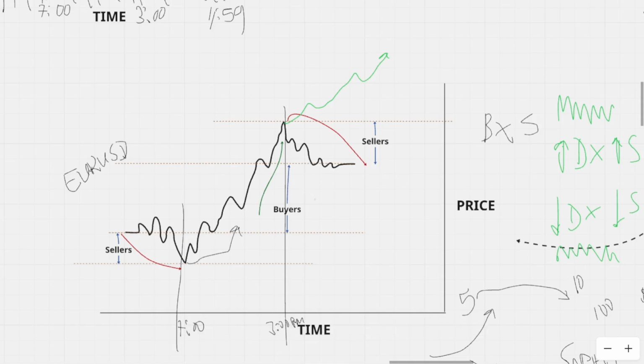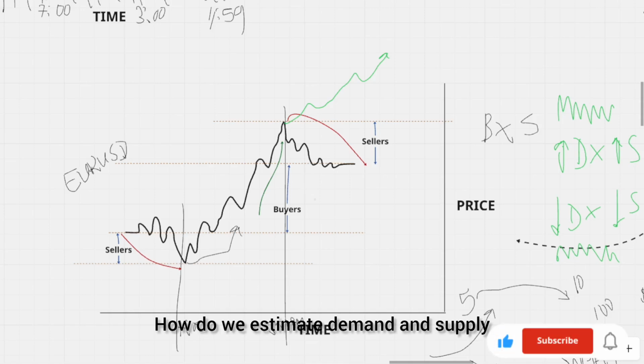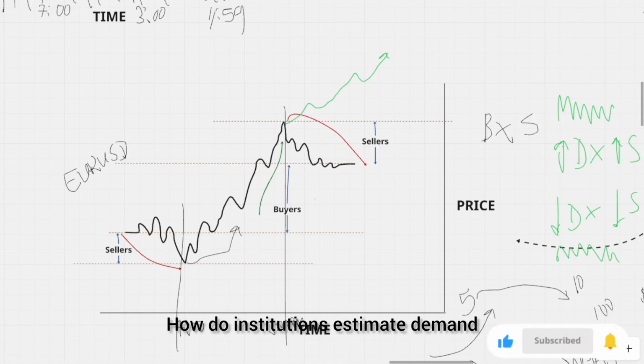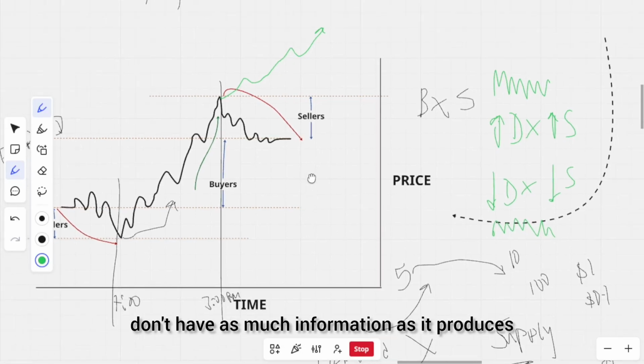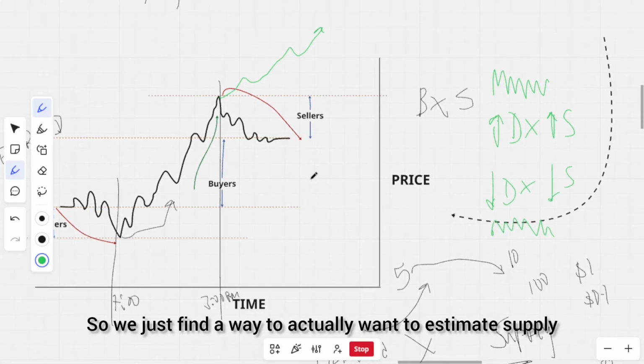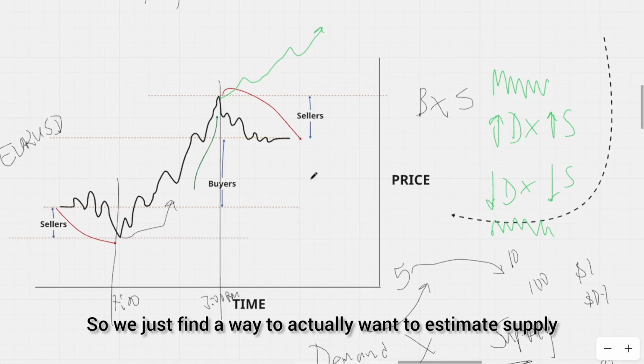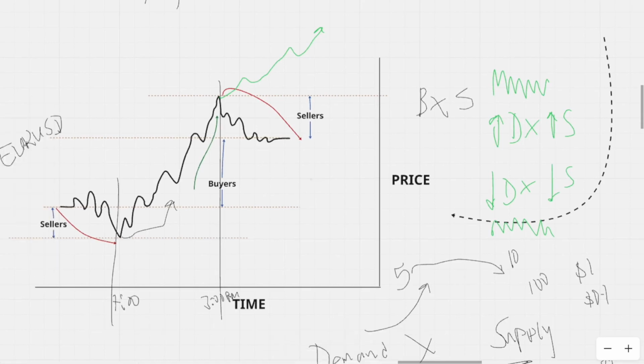supply? How do we estimate demand and supply? How do institutions estimate demand and supply? And how do normal individuals, retailers, how do they estimate supply and demand? And why do they do that? Because individuals, retailers, they don't have as much information as the producers. So we just find a way to estimate supply and demand for ourselves.